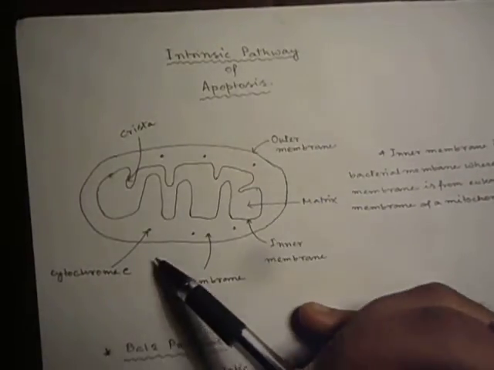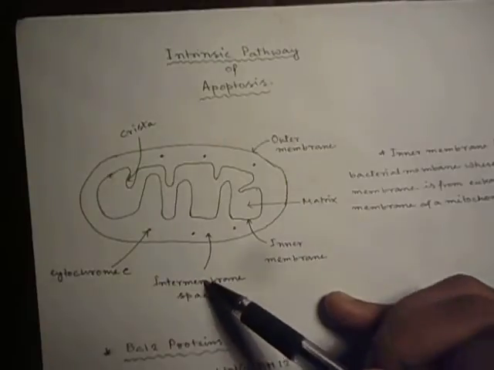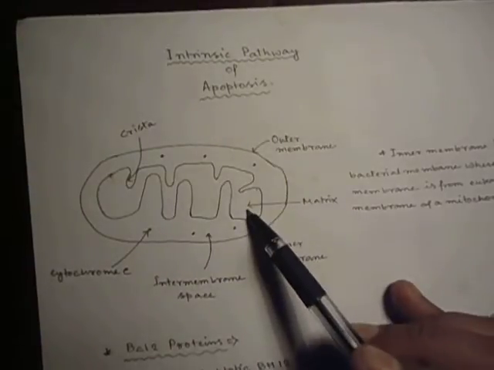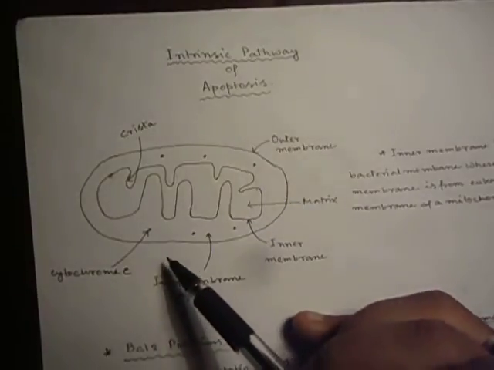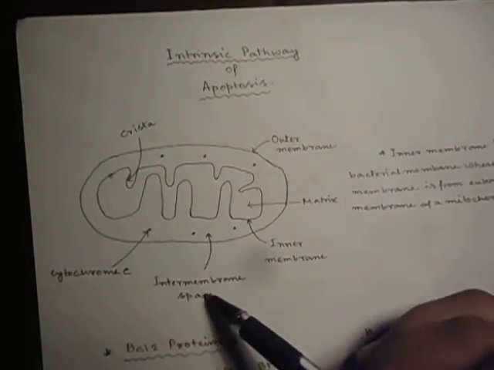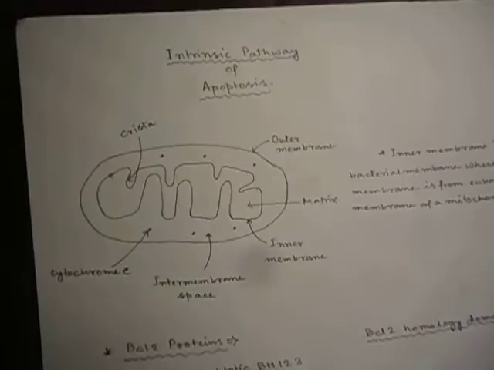Between them there is an intermembrane space. This is the matrix, and the small points are cytochrome C, which is situated in the intermembrane space, between the outer membrane and the inner membrane.